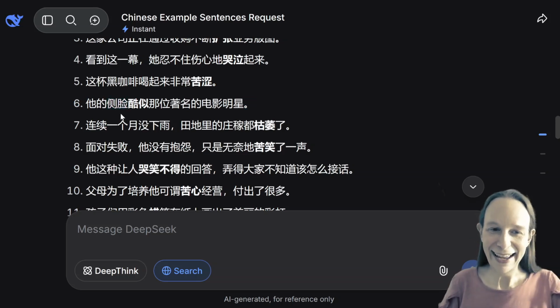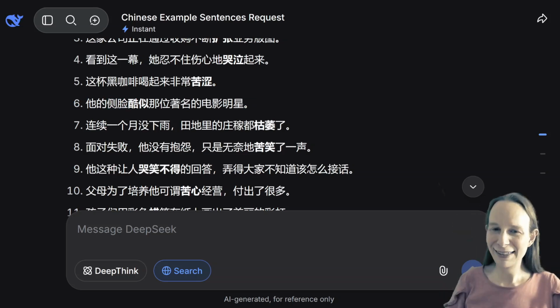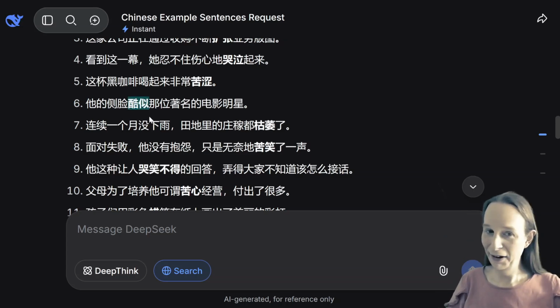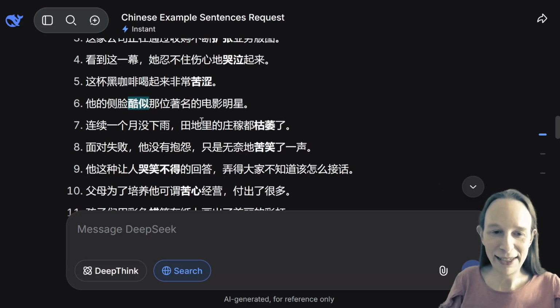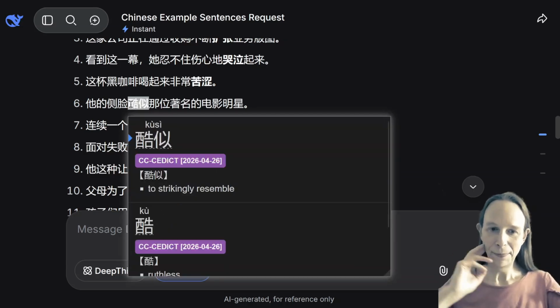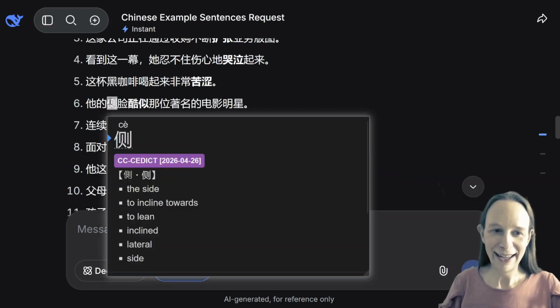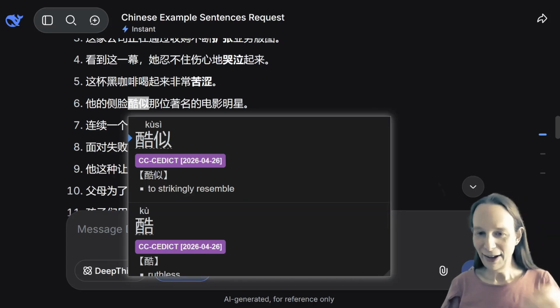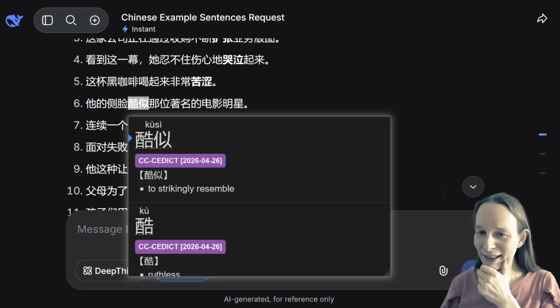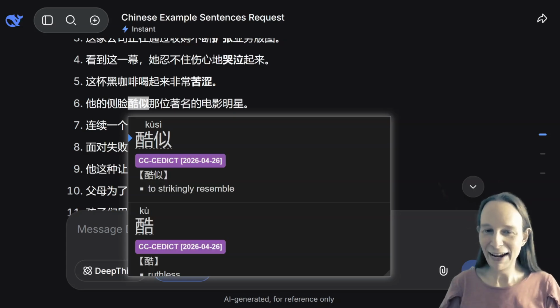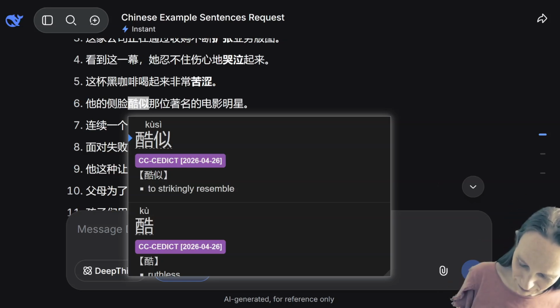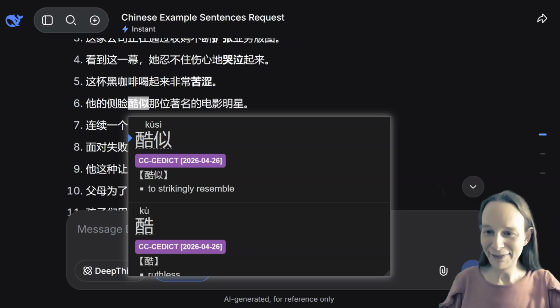它的侧脸, the side face, but silhouette. 酷似, I don't know. 那位著名的电影明星, what is 酷似? Strikingly resemble. Okay. So 侧脸, 酷似. Yeah, this is a common phrase in English, right? There's a striking resemblance to such and such. I remember a quote. I'll see if I can find it.